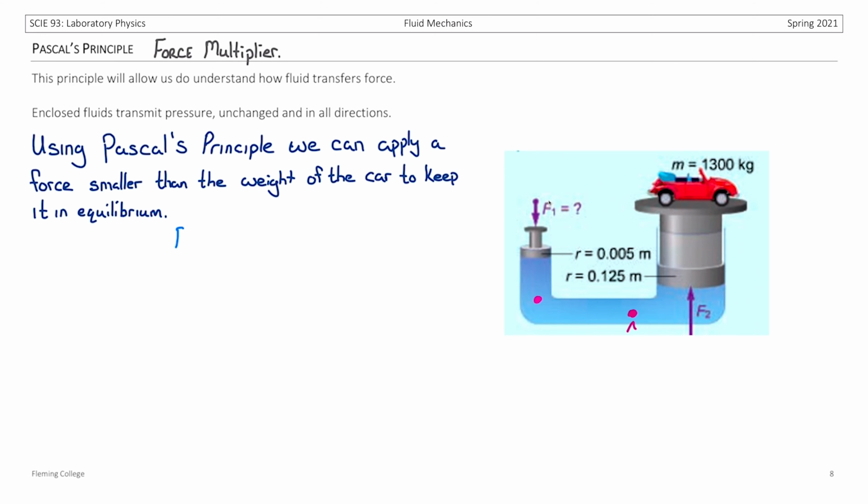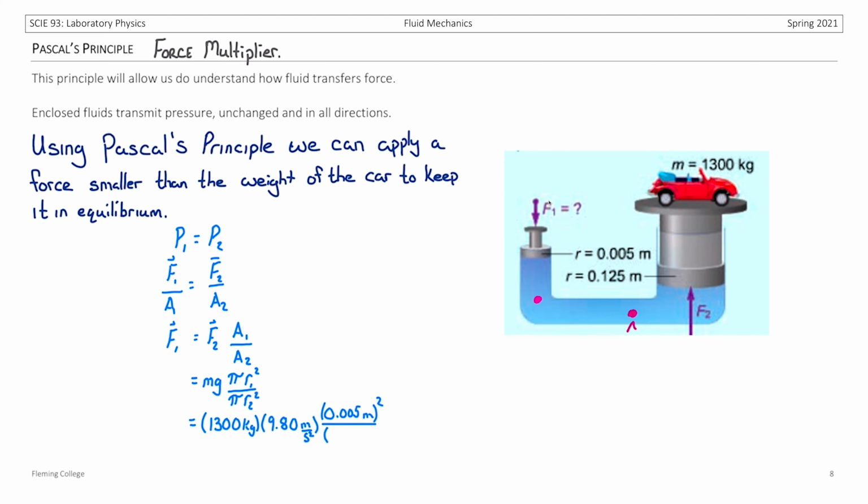Because the pressure at position 1 has to be equal to the pressure at position 2, then we know that the force over the area at position 1 is equal to the force over the area at position 2. We can rearrange this to find the unknown force in the diagram. So we'll see that the mass of object 2 multiplied by the acceleration due to gravity multiplied by the two areas dividing each other, and we'll cancel out that factor of pi. We see that if we apply a force of approximately 20 newtons on the smaller piston, we'll be able to lift the mass of the car, which actually has a weight much greater than 20 newtons.